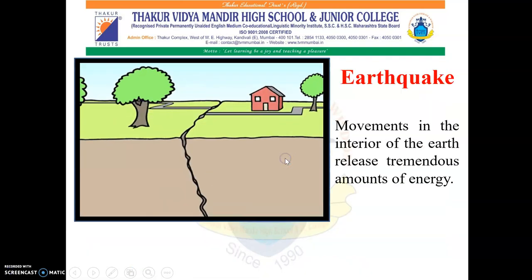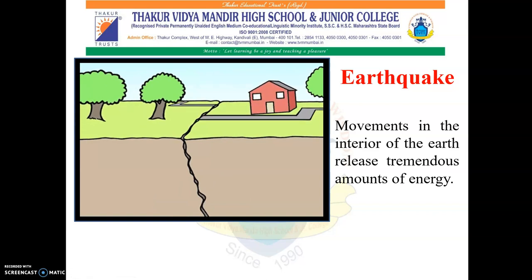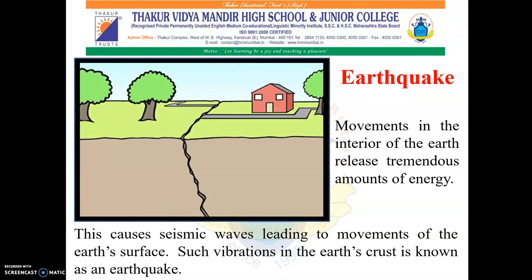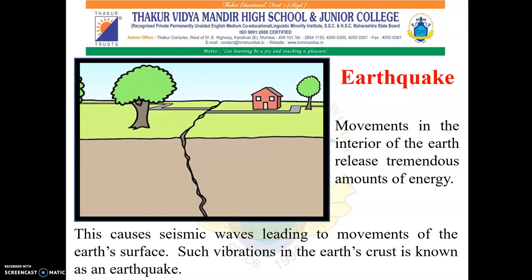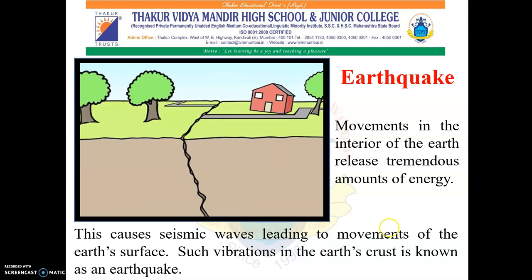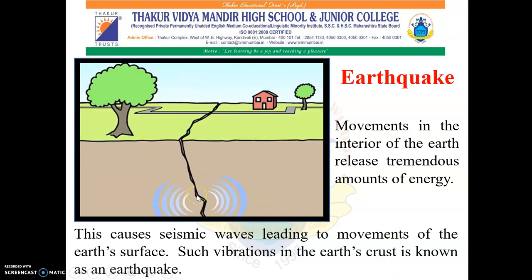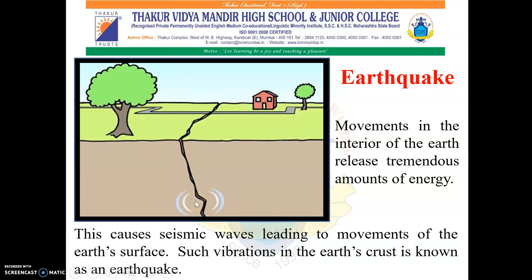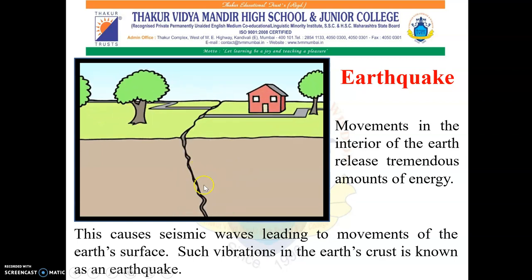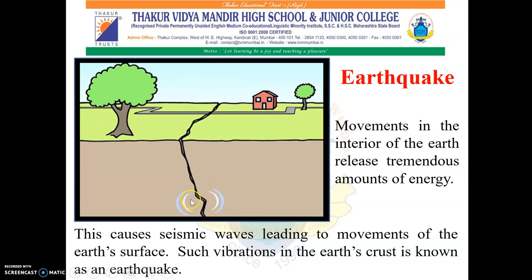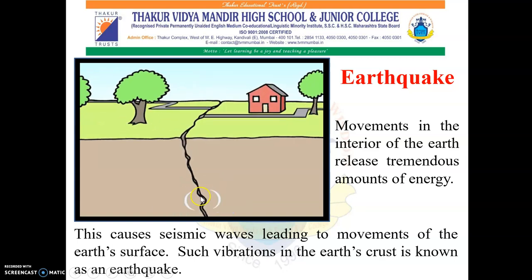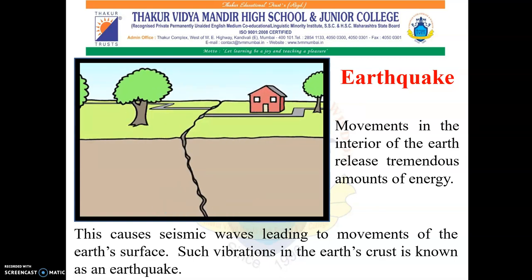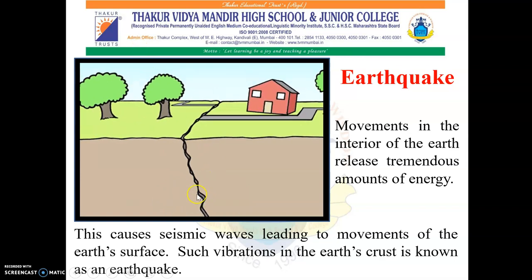What is an earthquake? Movements in the interior of the earth release tremendous amount of energy. This causes seismic waves leading to the movement of the earth's surface. Such vibrations in the earth crust is known as an earthquake. The shocks and the waves formed in the interior of the earth spread on the surface in all the directions. The central point of the earthquake is called the epicenter. Over here you can see this point. This is the central point from where the earthquake has started. So this point is called the epicenter.